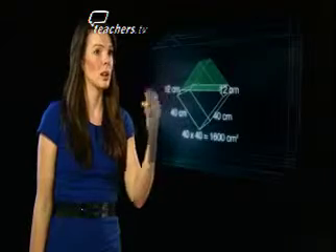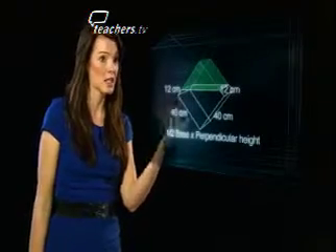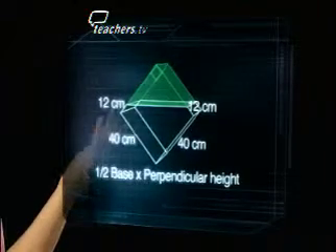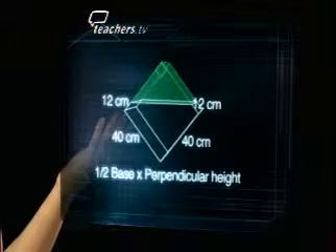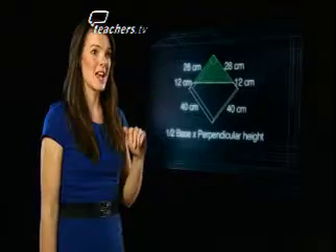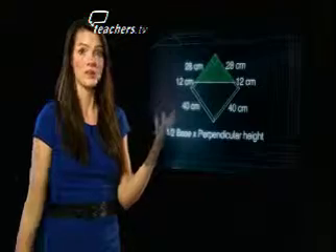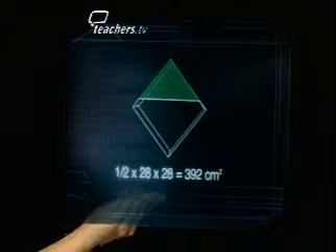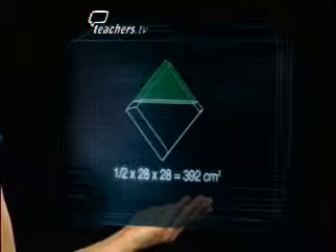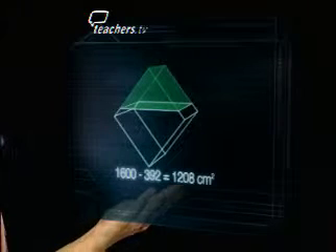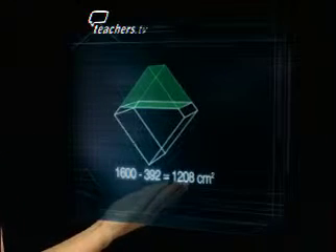And the area of the triangle, that's going to be half base times perpendicular height. So, the base is, well, we know the sides of the square are 40 centimetres, and the triangle starts at 12 centimetres on both sides. So that means the base is 40 minus 12, 28 centimetres. And the height, well, that's the same, 28. So that means the area of the triangle is half times 28 times 28, which gives us 392. So that means the total cross-sectional area is 1,600 minus 392, which is 1,208 centimetres squared.